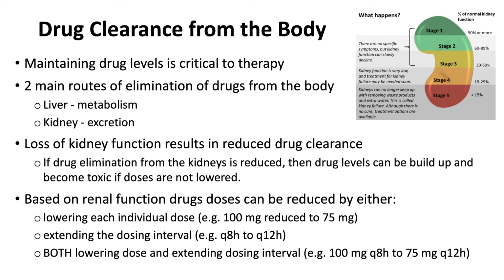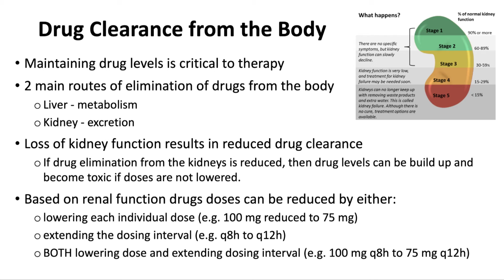But I want to make sure you understand in your mind there are two ways you can reduce a dose for somebody whose kidneys aren't functioning well enough to safely eliminate the drug. You can either lower the individual dose. So, for example, if somebody's been taking 100 milligrams 3 times a day, instead just take 75 milligrams 3 times a day. That seems pretty obvious. Just reduce each individual dose.